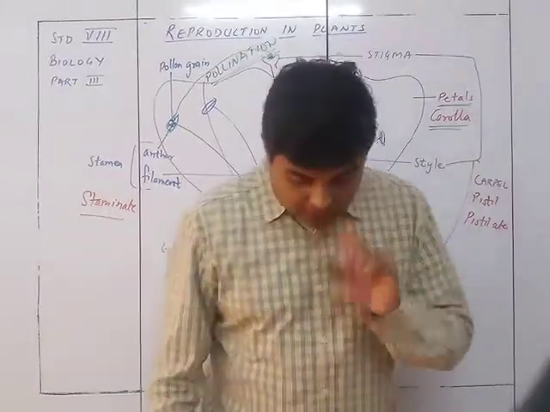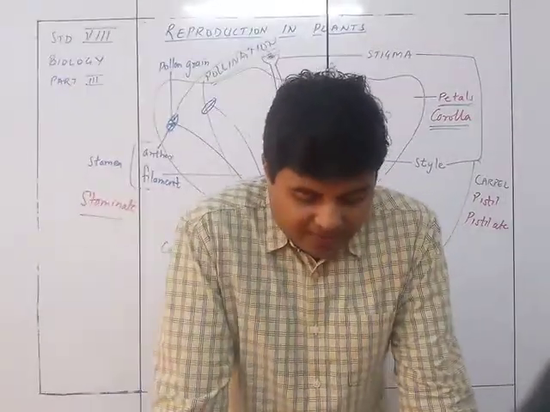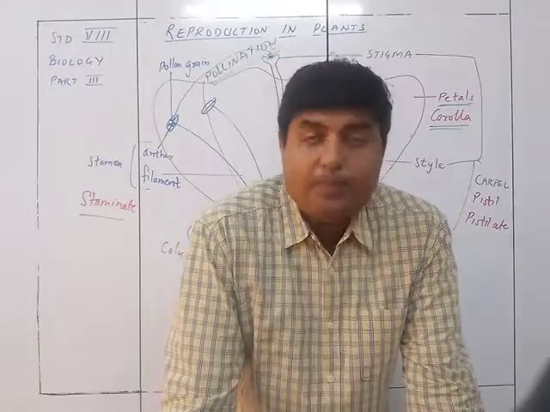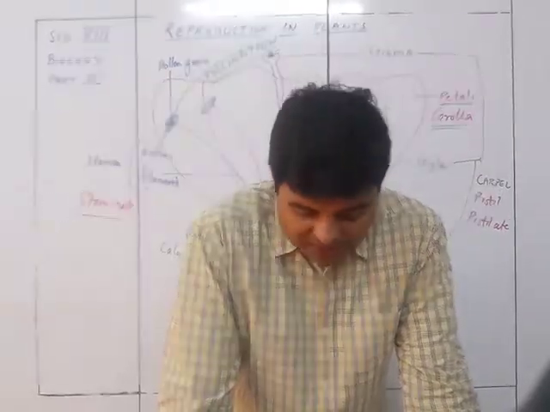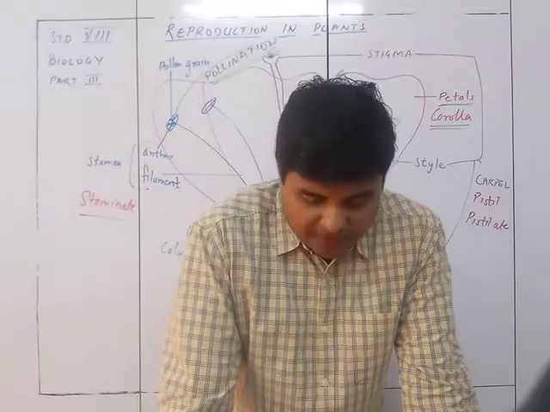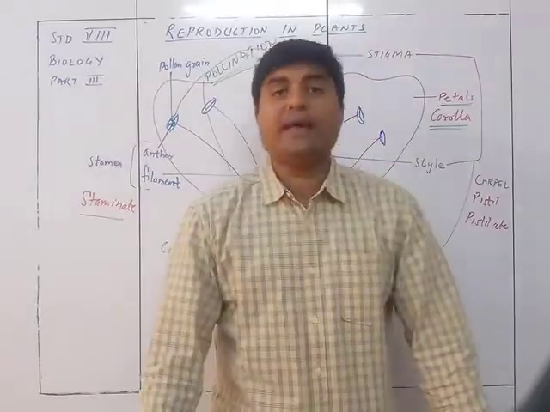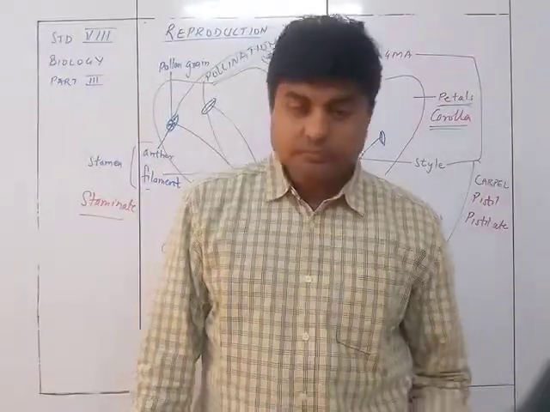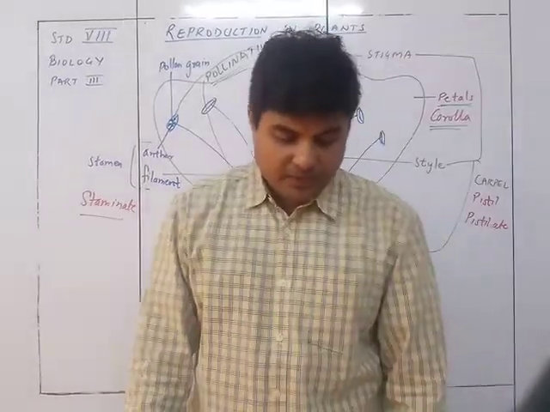Okay, so pollination is the process in which the pollen grains from the anthers are transferred to the stigma of a flower of the same species. Got it? That is pollination.